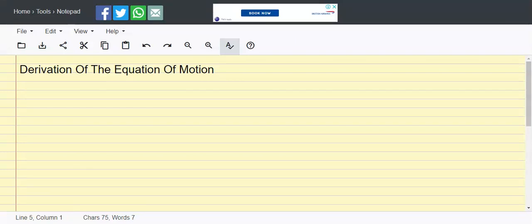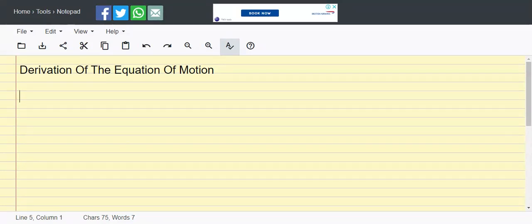Derivation of the equation of motion. We're going to start from acceleration, which is equal to velocity over time, and acceleration equals a, equals v over t, that is time.